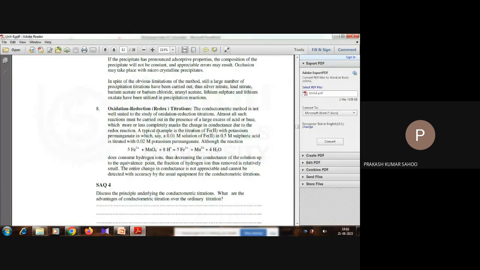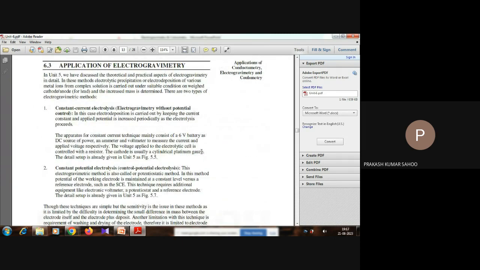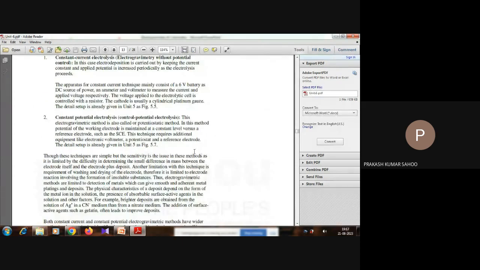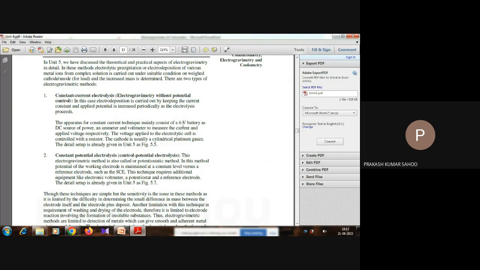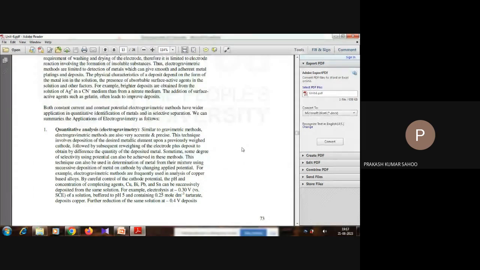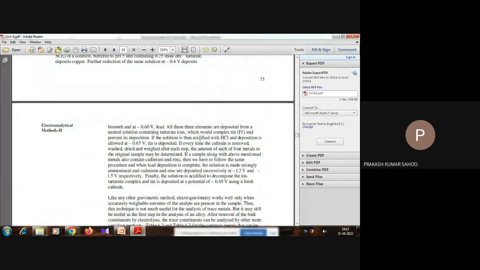Then we have the last one, that is redox titration. This is the redox titration, that is permanganate with iron. The iron is converted to ferric, and manganese 7 plus is converted to manganese 2 plus. Then electrogravimetric: we have estimation of ions. We discussed this today at constant potential and constant current, where quantitative analysis is there.